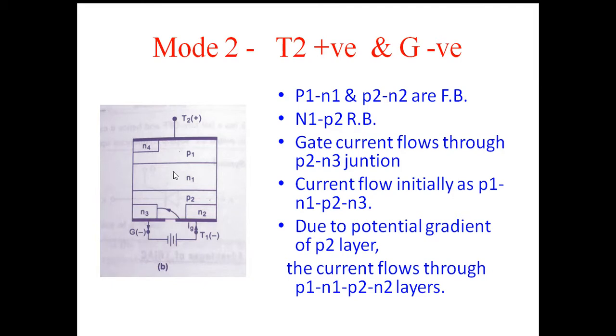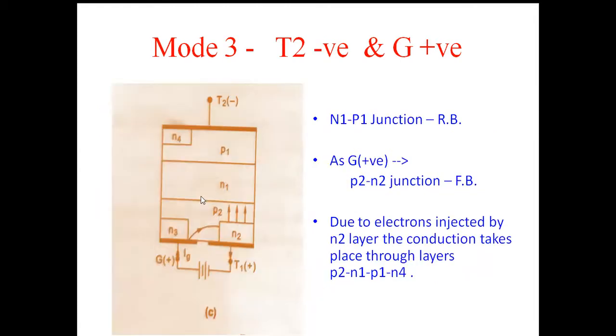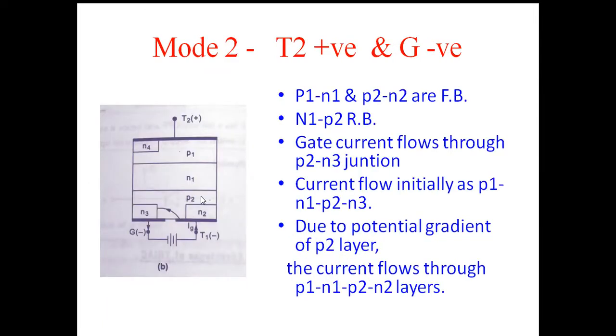So here the junctions P1 N1 and P2 N3 are forward biased. The junctions P1, N1 and P2 are reverse biased. The gate current will be flowing from the layer P2 to N3. The current flow takes place initially through the layers P1, N1, P2, N3.